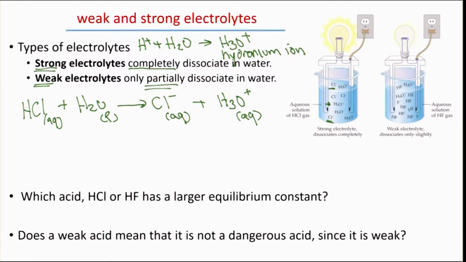All right, so HCl completely dissociates. It breaks up into ions. It is a strong acid. Our weak acid example, HF, you put that into water.